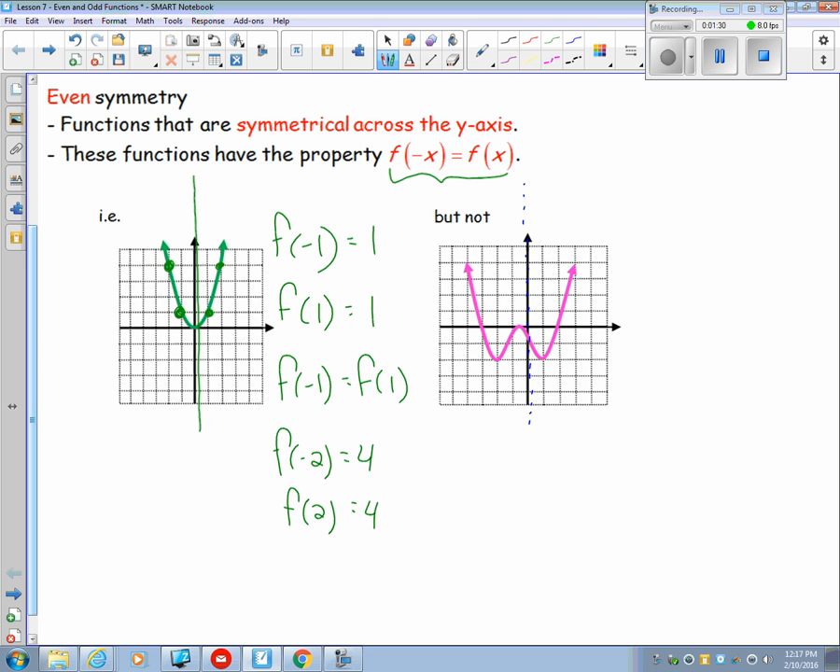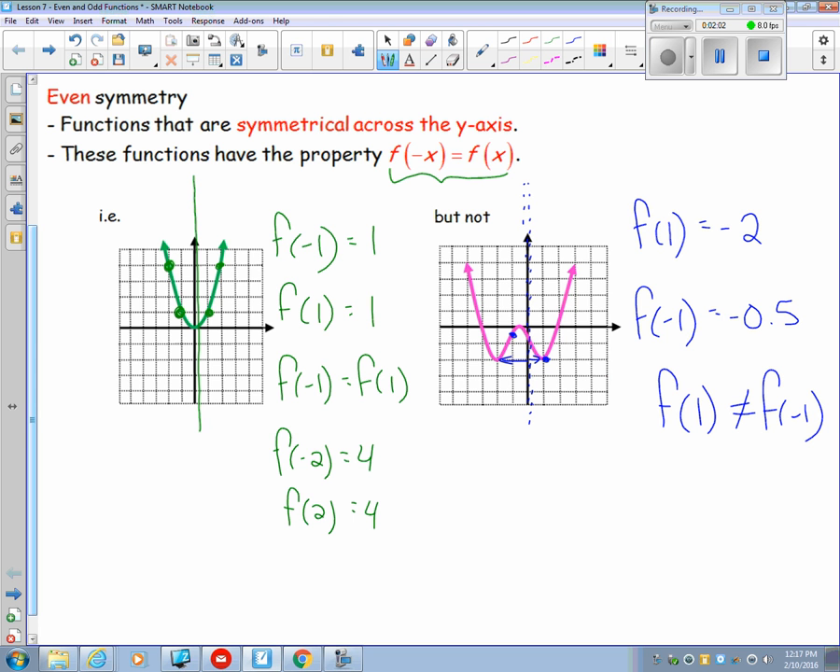If you look at the one on the right-hand side here, obviously from a visual perspective, the things on the left-hand side of the axis and right-hand side of the axis definitely do not look the same. Mathematically, if I tried, let's say, f at 1, what's that come out to? F at 1 is right here, it's negative 2. F at negative 1 comes out to, negative 1's right about there, I'm going to say it's about negative 0.5. Those are not the same values. And because they're not the same values, this cannot be even symmetry.